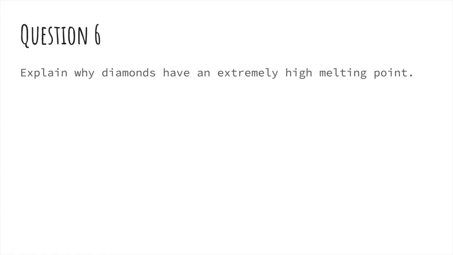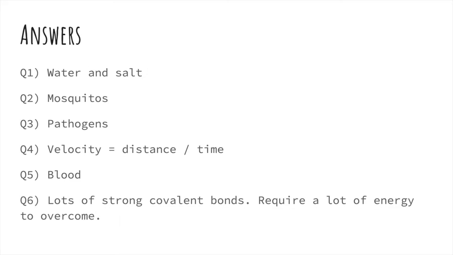Okay, our answers then. So neutralization reactions produce water and a salt. The salt is generally the thing you want. It's a soluble salt, so it dissolves in that water, so you can think how you might need to remove that. Mosquitoes are the vector for malaria. Pathogens is that collective term. Velocity is distance divided by time. Hormones move through the blood. And then diamonds have lots of strong covalent bonds. That's your description. Your explanation is so it requires lots of energy to overcome them, to break them down. Okay, so explain always requires a little bit more.